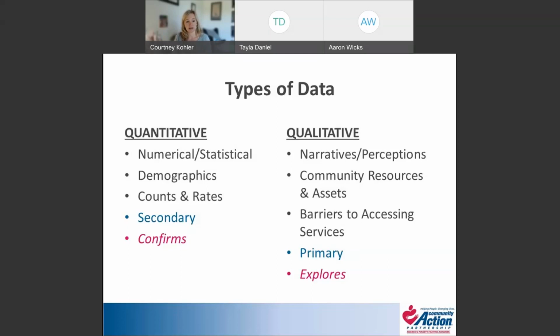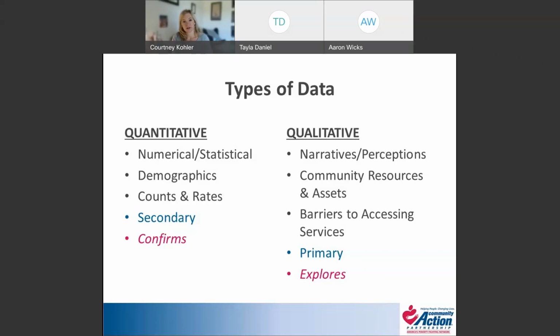So it's coming not directly from a source, but in a secondary manner, through aggregation of numbers and things like that. And this kind of data really confirms. That's the purpose of this kind of data: it confirms what the numbers are telling us about the issues. So what are those numerical facts about what is happening?